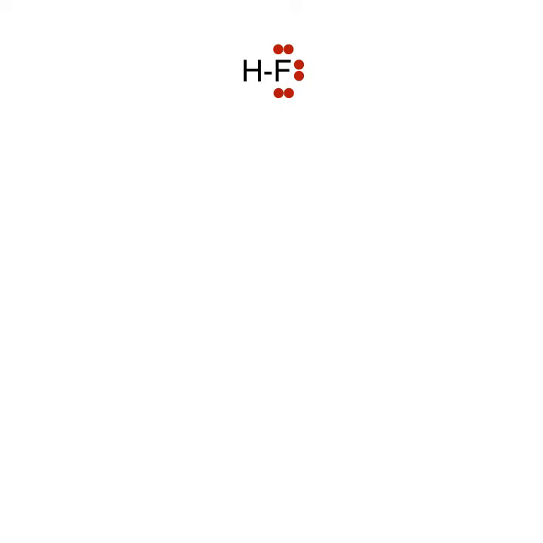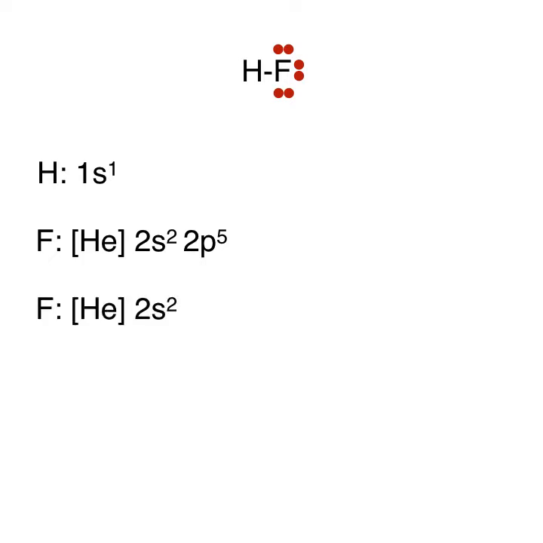Let's now look at a hydrogen and fluorine bond. Once again, hydrogen's electron configuration is just 1s1. Fluorine's electron configuration, on the other hand, is the same as helium's, followed by 2s2, 2p5. We can break down our 2p5 electrons to show exactly which of the three 2p orbitals the electrons are in. This can be written as 2 electrons in the 2px orbital, 2 in the 2py orbital, and 1 in the 2pz orbital. The choice between x, y, and z doesn't have any significance.